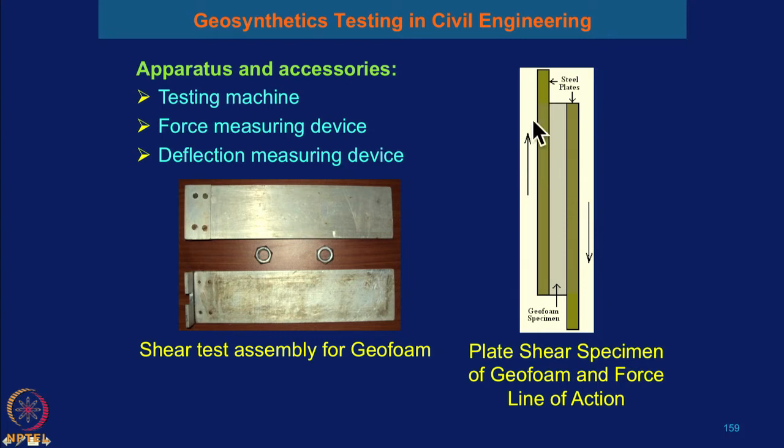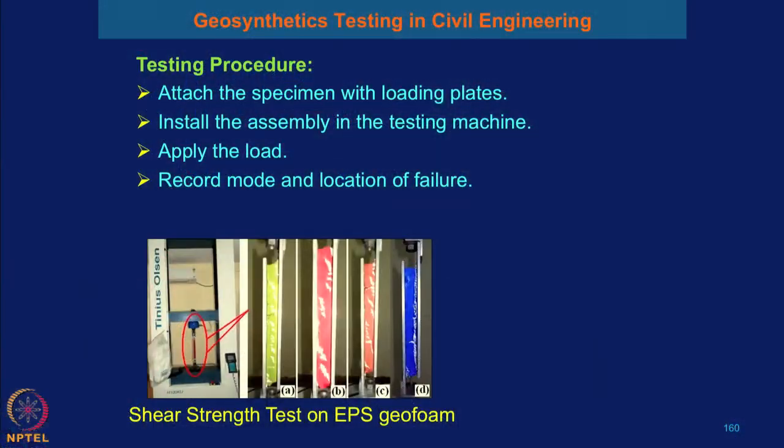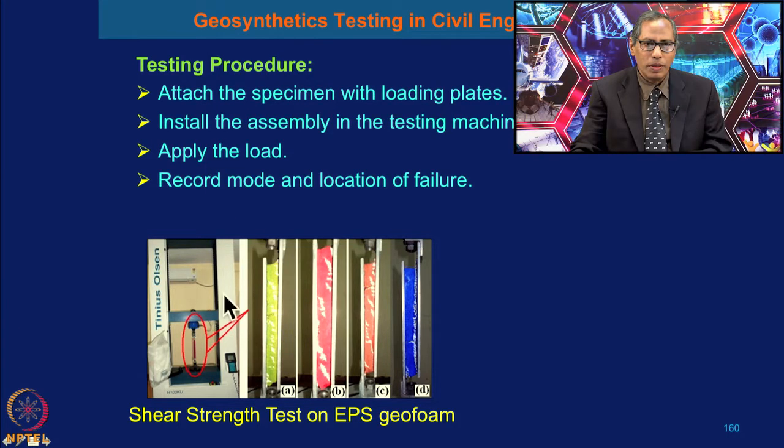It is acting upward, and there is also a force acting downward. This is the steel plate. You can perform the test using this shear machine. From this testing method, I wanted to show you how you attach the sample and what the testing procedure is. Here you can see how to attach the specimen.